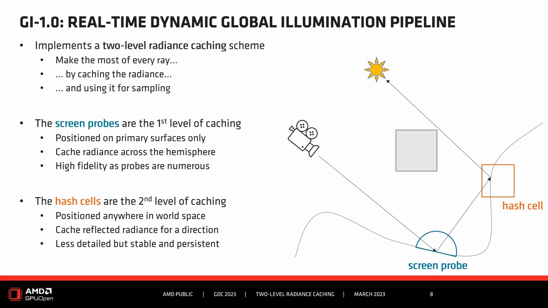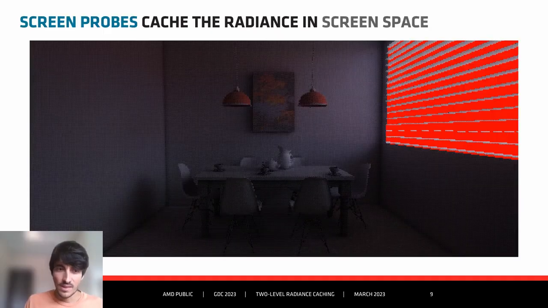So we'll start with the screen probes, which are our first level of caching. They are positioned directly onto the primary surfaces and only onto the primary surfaces. They cache the incoming radiance across the hemisphere, and they're high fidelity simply by virtue of the fact that we have many probes. We'll see that in a bit. Then the hash cells, they're the second level of caching. They're positioned anywhere in the world. They cache the reflected radiance for a given direction. They're less detailed than the screen probes, but they're stable and persistent, so it's a nice complement. As mentioned, that's the plan of the presentation as well, so we'll start with the screen probes.